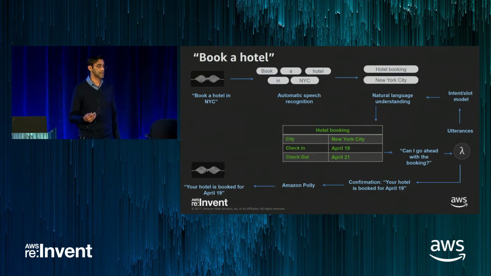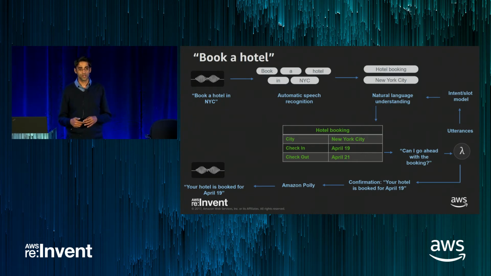Lex will convert this to text using the speech recognition engine. So the sentence is converted to 5 words, book a hotel in NYC. Next, Lex will apply the natural language understanding models to figure out the intent of the spoken words. In this case, the intent was hotel booking, and there was some important information that came along with it, which was the name of the city, New York City. And that's also gleaned from that user utterance.